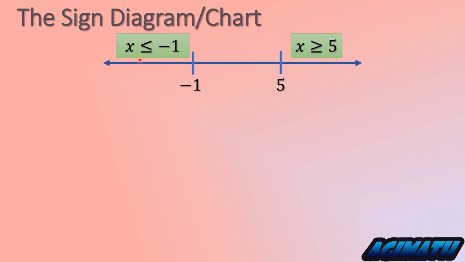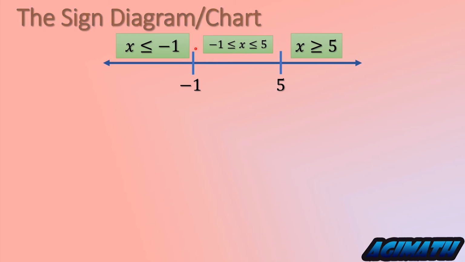Second interval, let us have the leftmost interval. So it doesn't matter the order of your interval. The second interval I'm going to present is x is less than or equal to negative 1, meaning if we are going to interpret that, x could be equal to negative 1 because we have this or equal to, or it should be less than negative 1. For example, negative 2, negative 3, negative 4 until negative infinity. So that is the second interval.